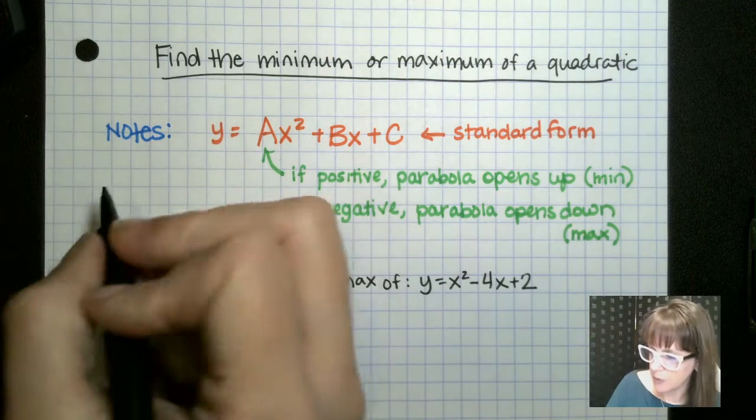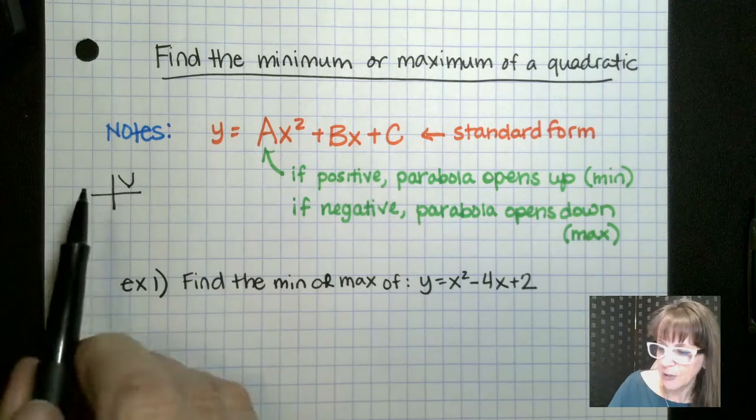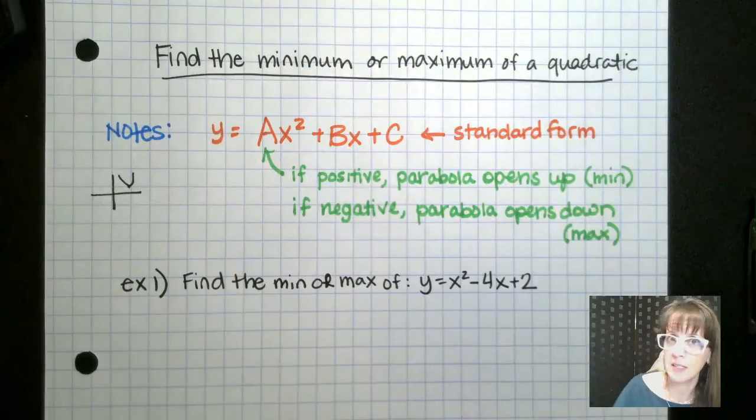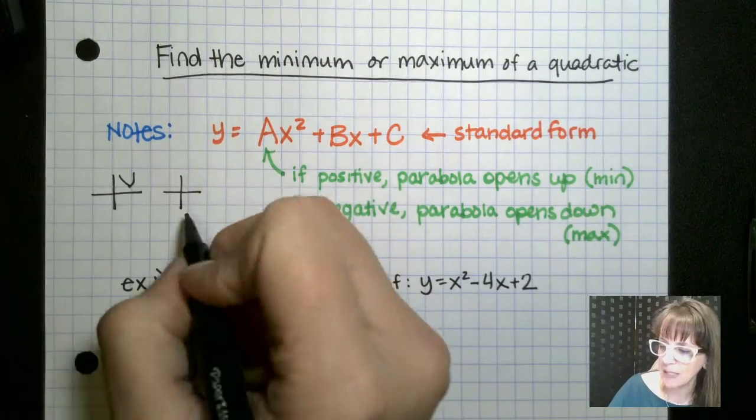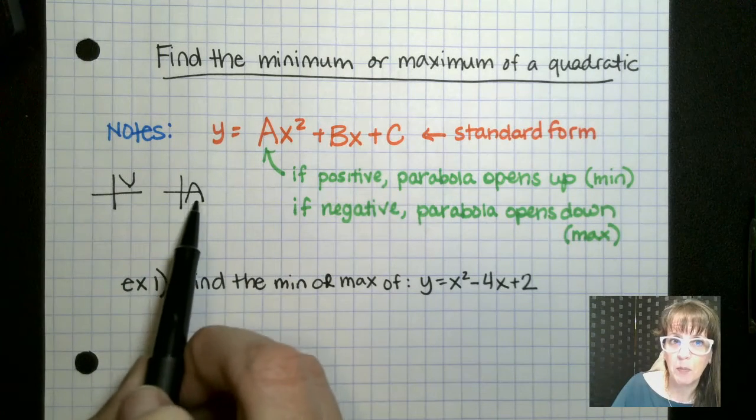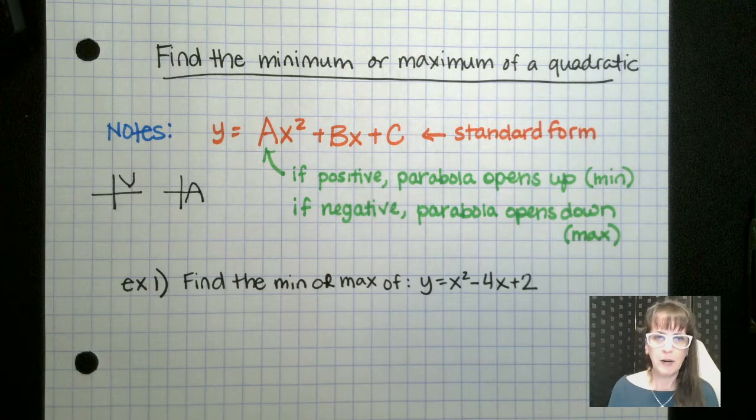So maybe it would help to show. If it opens upwards like this, you'll see that we have a minimum that it reaches, but we don't have a maximum because it keeps going on forever. However, if our a is negative, that means it's opening down, which means we have a maximum, but we have no minimum because it keeps going on till infinity, right? Forever. So let's talk about how you would find that.